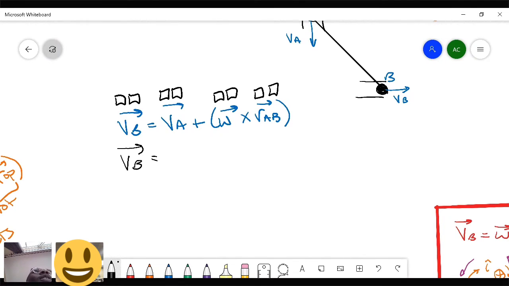A vector has a magnitude and a direction, right? So a vector can have 2 unknowns, 1 unknown and 1 known, or 2 knowns. So what does that look like? Do we know the magnitude of B? Do we know how fast B is moving?